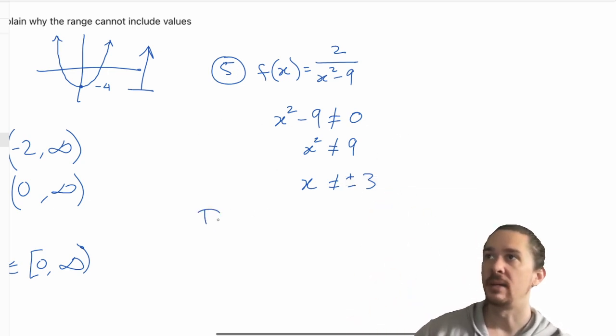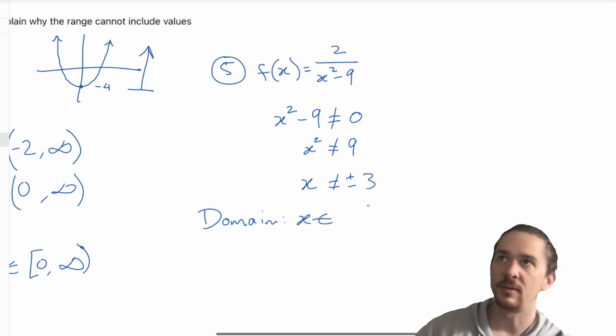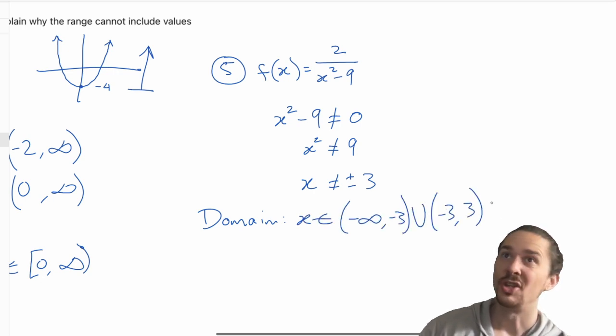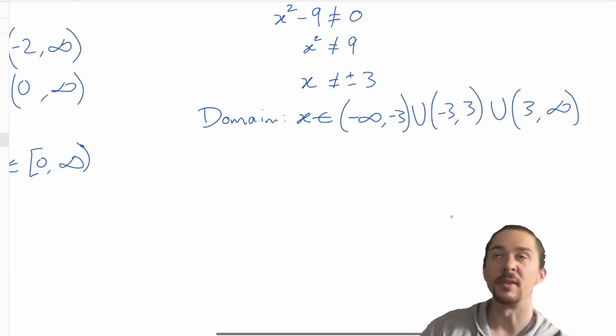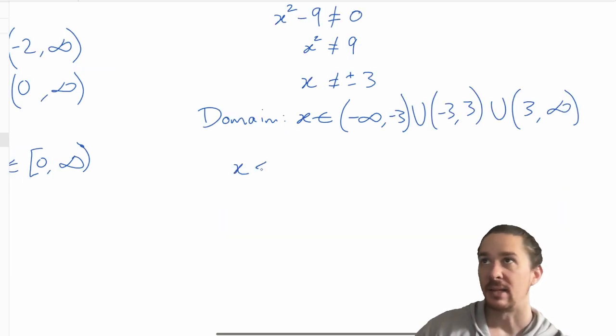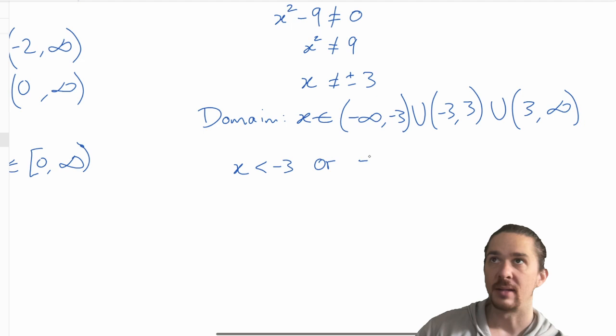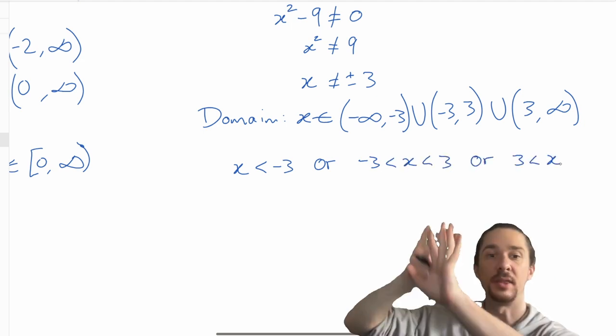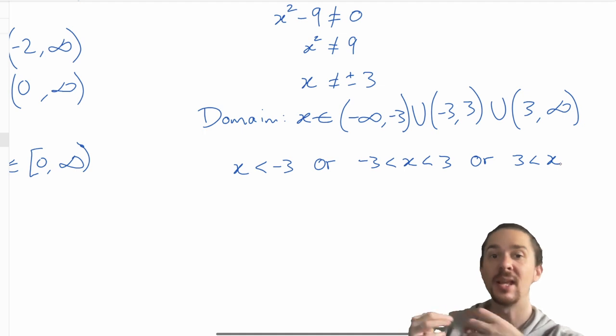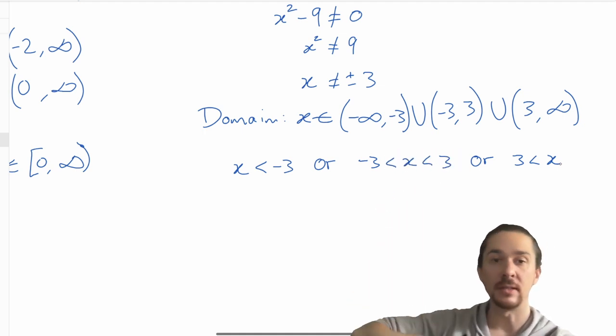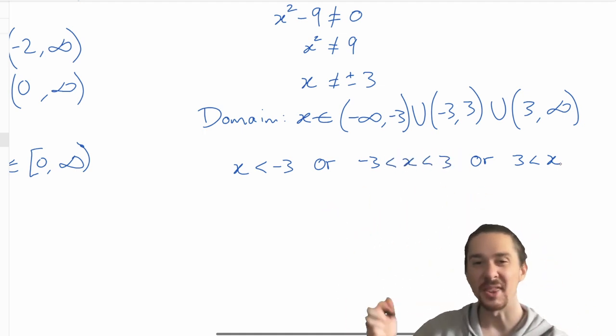And I would define the domain like this. Domain is x is of the set from -infinity to -3, union -3 to 3, union 3 to infinity. That is how I would define the domain. You could also say x is less than -3, or -3 is less than x is less than 3, or 3 is less than x. These two lines are giving the same definition. I prefer to use set notation because I find it easier to read. I find this requires me to think harder to understand.